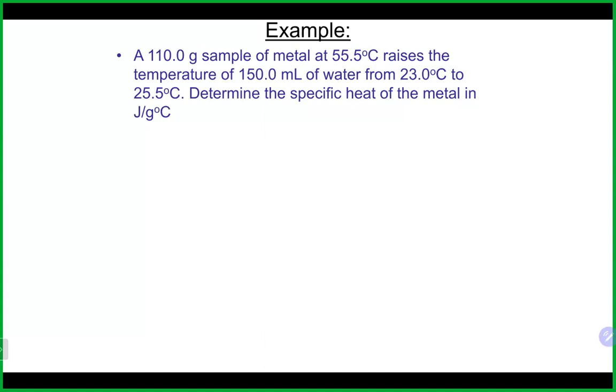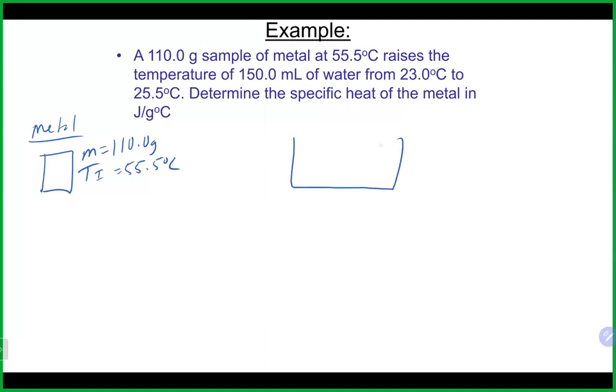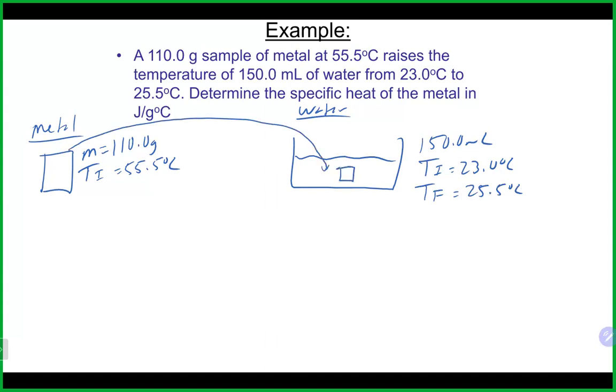Okay, so let's take a look at this. This is very similar, obviously, to what we were just talking about. So we have a metal, and it has a mass of 110 grams. It has an initial temperature of 55.5 degrees Celsius. It raises the temperature of some water, so we have some water, 150 milliliters, with an initial temperature of 23 degrees Celsius. It rises to 25.5 degrees Celsius once we throw the metal into the water.